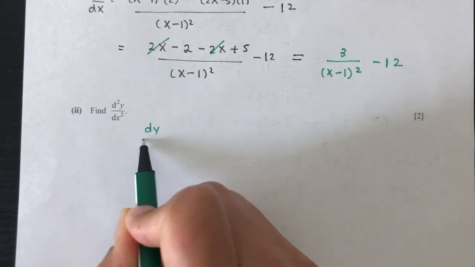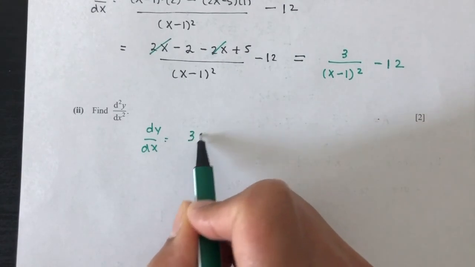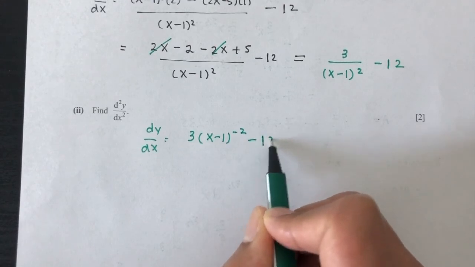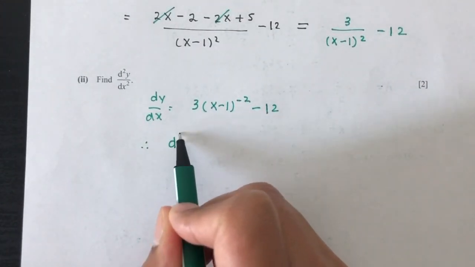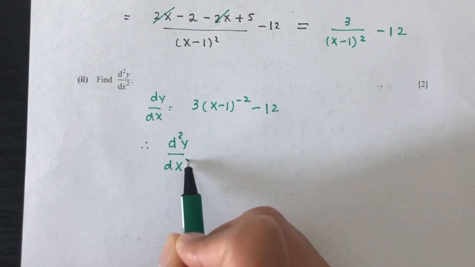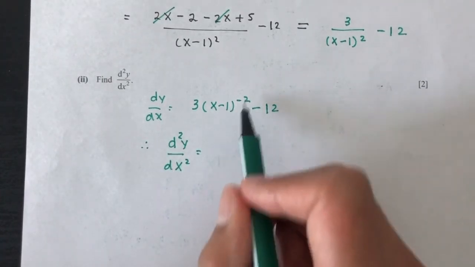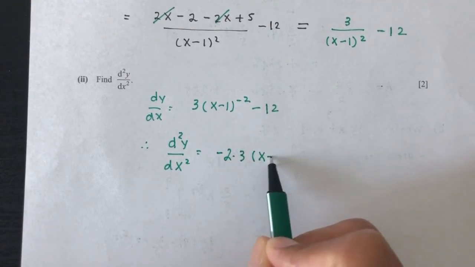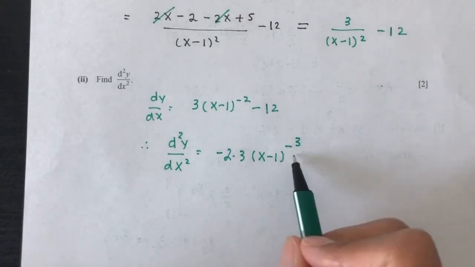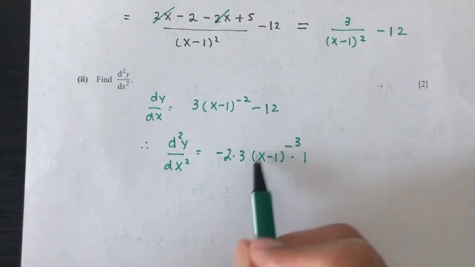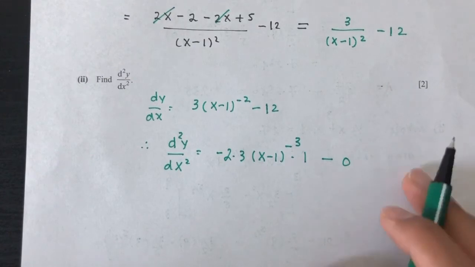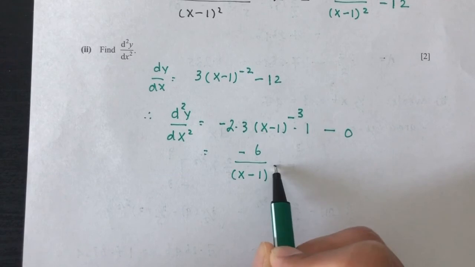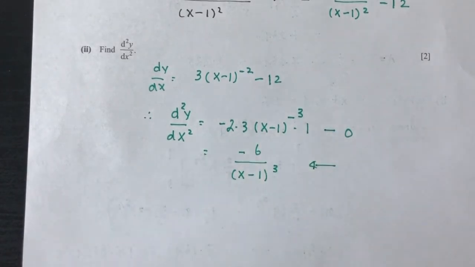So you can rewrite dy by dx as this: 3 times x minus 1 to the power minus 2, minus 12. Now finding d2y by dx2 is pretty straightforward with this. First we have to multiply by the power, so minus 2 times 3 times x minus 1, minus 1 to the power, and times 1 for the differentiation of the inside. Then this will become 0. So your answer will be minus 6 over x minus 1 cubed. That will be d2y by dx2.